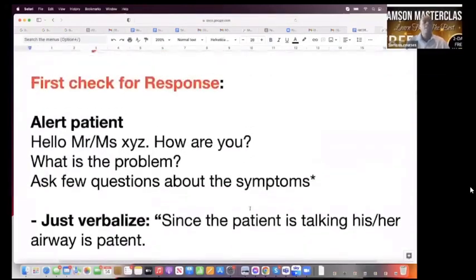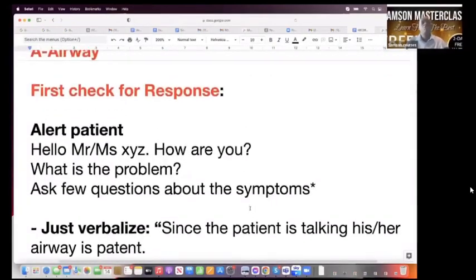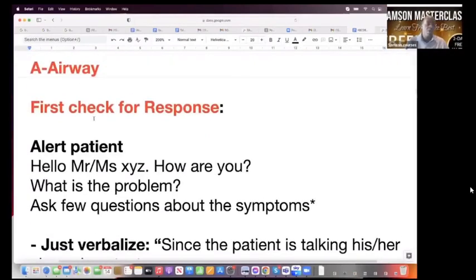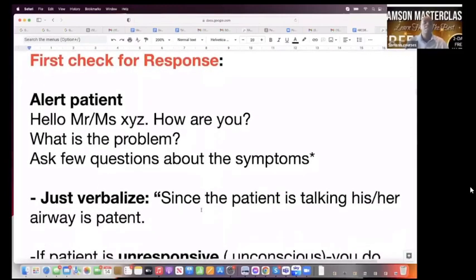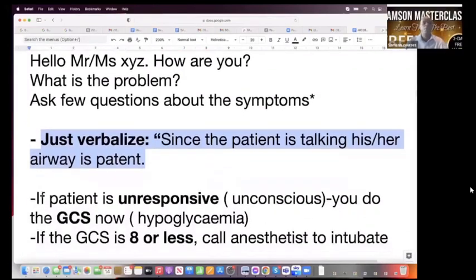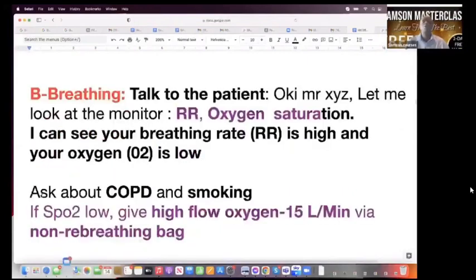Okay, good. So that's it. A: we have assessed A and we have managed A. In a situation where the patient is responsive, "Hello, Mr. Brown, can you hear me?" "Doctor, I can't breathe, I'm dying, I can't breathe." We simply say, since the patient is talking, the airway is patent. We have assessed it, we don't need to do anything. The airway is patent. Okay, then we move on to the next step, which is B.